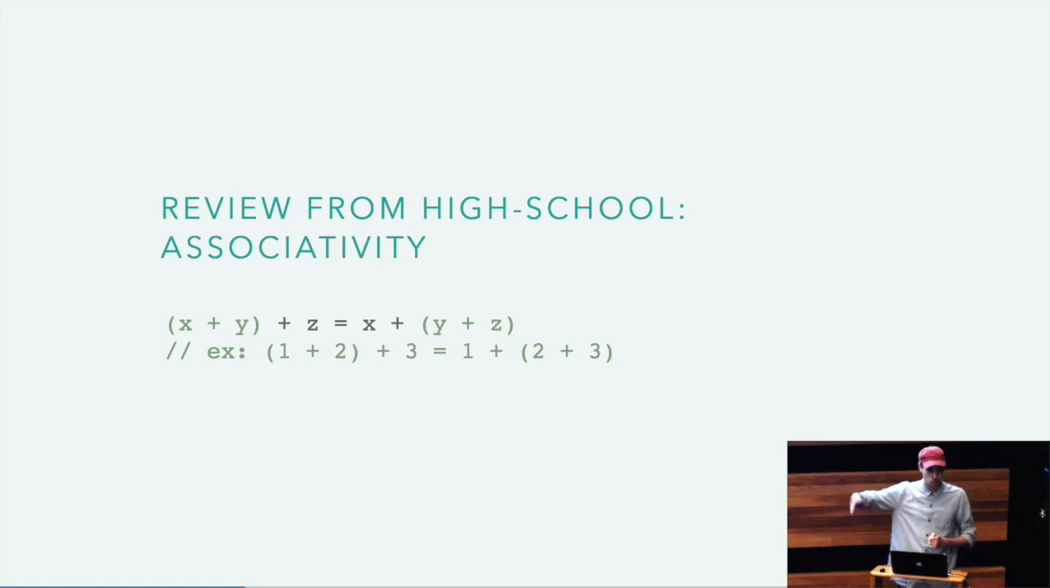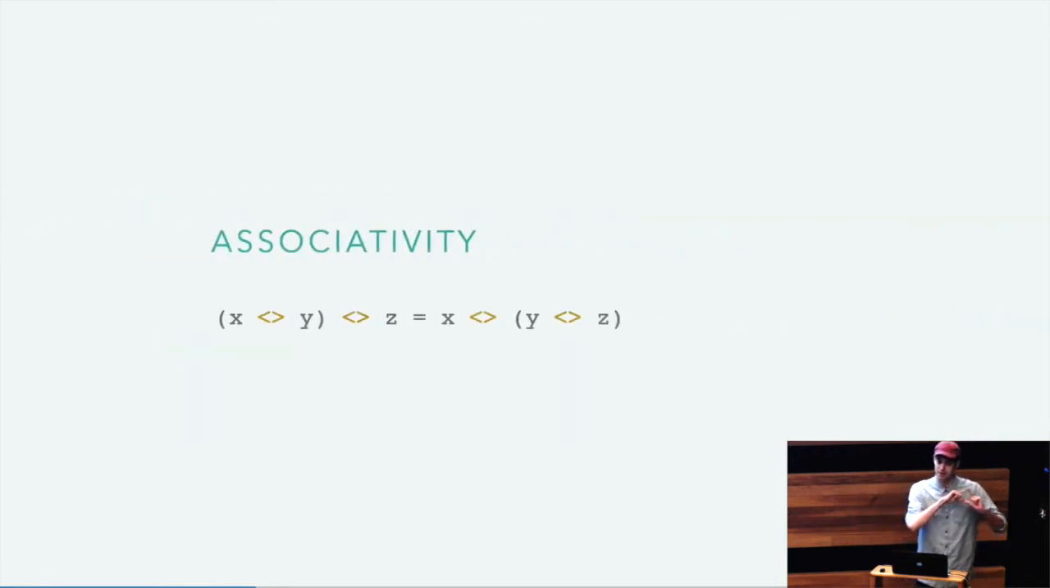And I showed an example here of 1, 2, and 3. This equals 6 on both sides. But it's important to realize that this equation holds no matter what x, y, and z are, okay? And what we can do as programmers is we can swap out the plus for our diamond, okay?